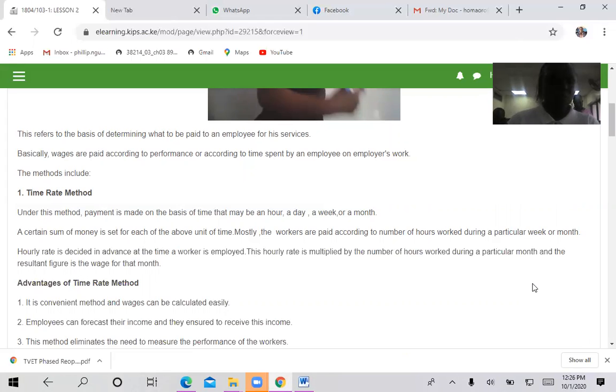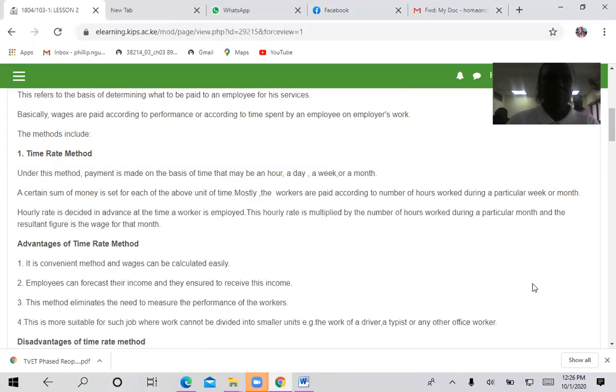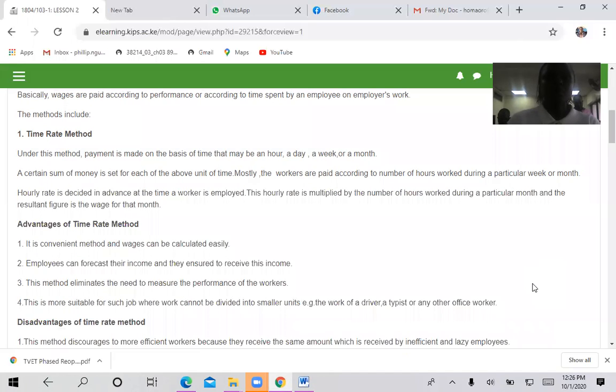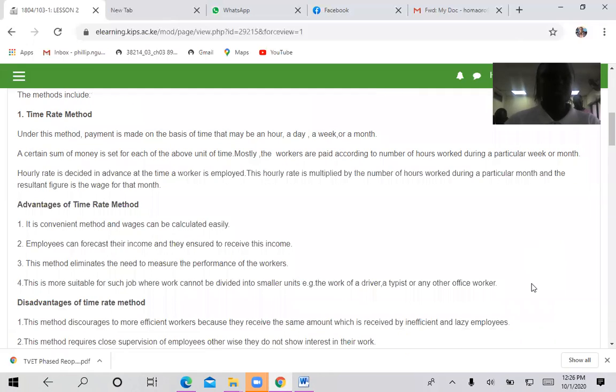So the methods will include time rate method, and under this method payment is made on the basis of time. That may be an hour, a day, a week, or a month. Meaning, you can pay the worker per hour, or per day, or per week, or per month.